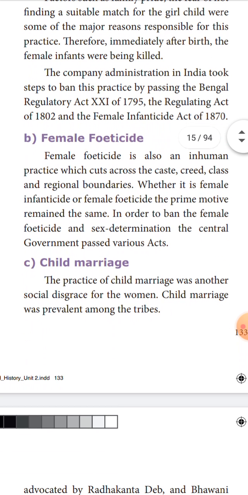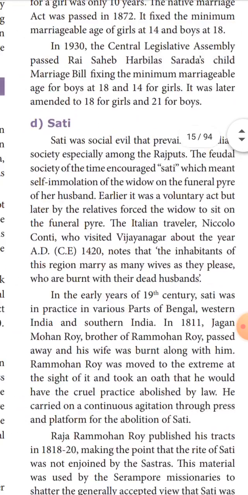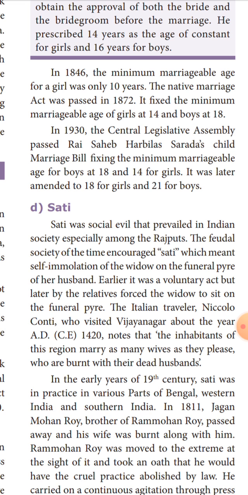After this, child marriage. Child marriage practices were seen as another social evil against women. In 1846, the minimum age of marriage for women was just 10. After this, the minimum age of marriage for women was 14 and for men 18, by the Domestic Marriage Act passed in 1872.